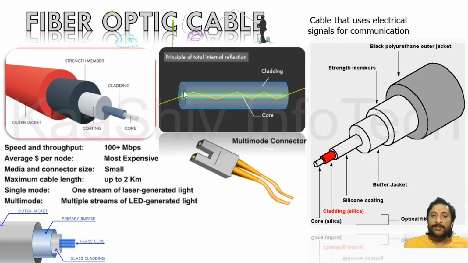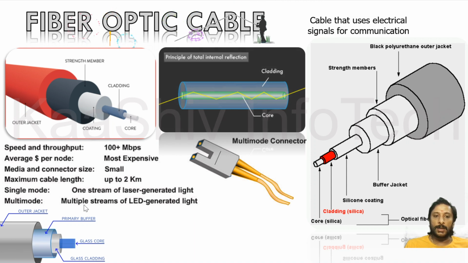So the data will be transferred in the format of light signals. The speed of light is very, very fast, almost 3 lakh kilometers per second, more than that. So you are able to achieve 100 plus Mbps speed. But it's the most expensive, and the connector size is very, very small. The maximum cable length is 2 kilometers.